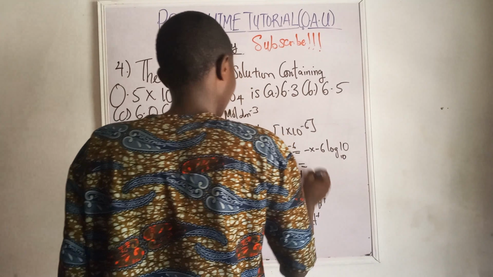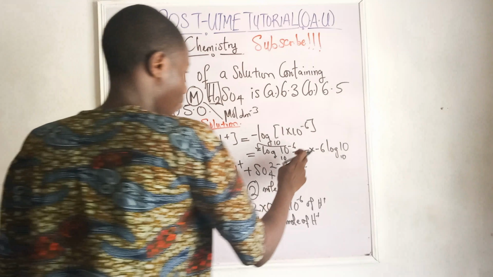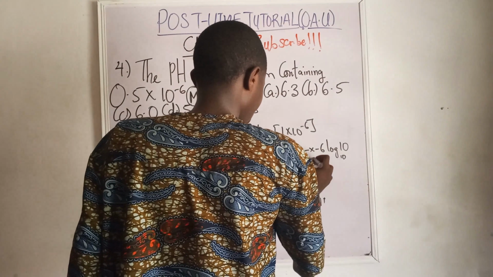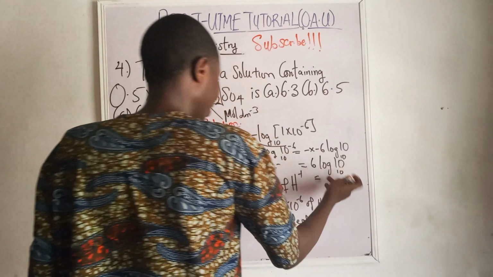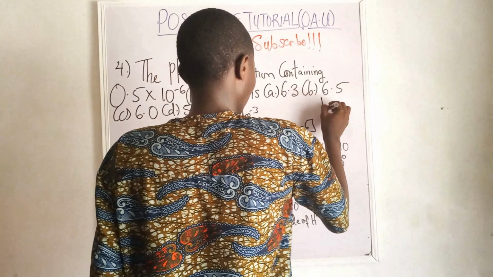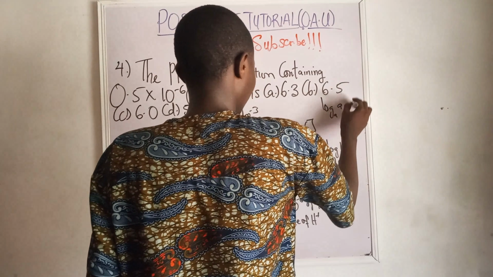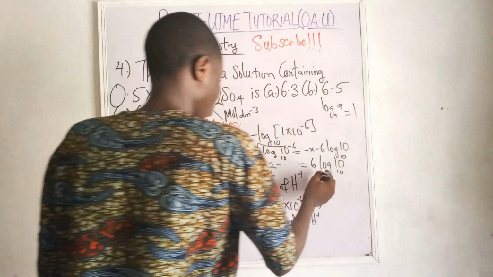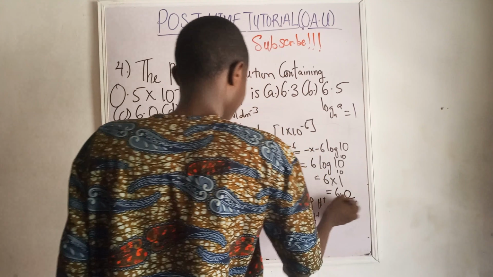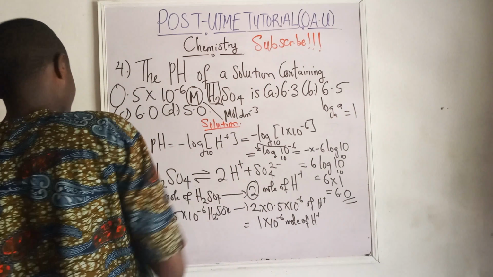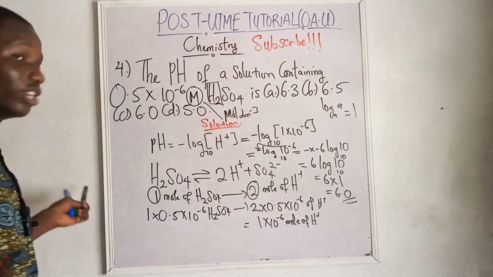So what do we have now? We now have minus times minus, that is plus. So we have 6 log 10 base 10. So what's log 10 base 10? Log a base a is what? Is 1. So log 10 base 10 is 1. So we have 6 times 1. So what's our answer? 6.0. It's the same thing as 6. So our answer is what? Option C.